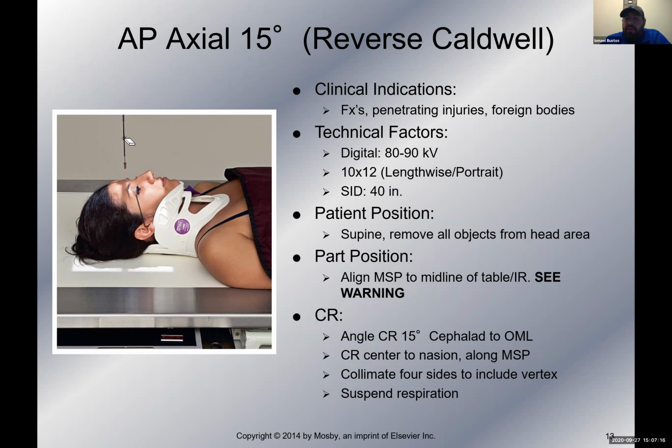You need to center to the nasion along the mid-sagittal plane, right? So it should be centered there. And then you're going to suspend respiration. Make sure you collimate, include the vertex, suspend respiration. Okay. So again, what makes it a Caldwell? It's the 15-degree angle between the CR and the OML.